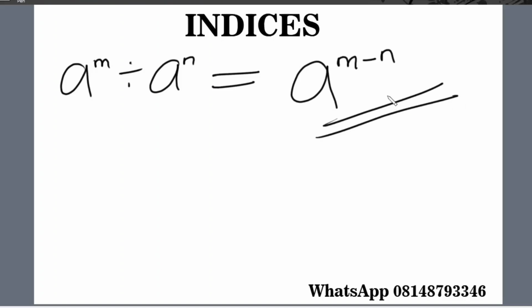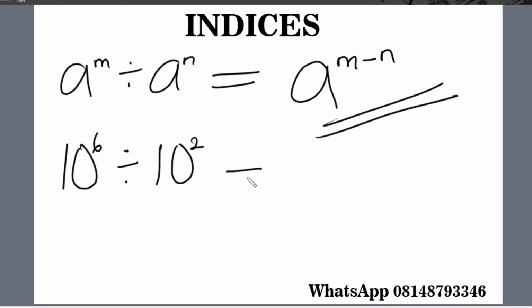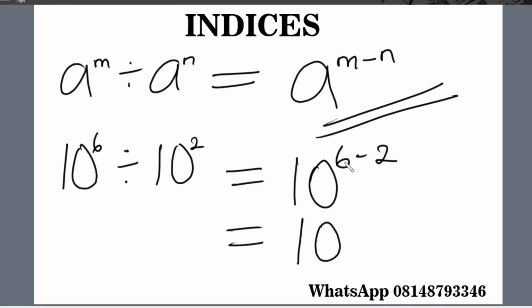Let's take the third example. 10 raised to the power 6 divided by 10 raised to the power 2. How do we go about this? Now we have similar base. We have 10 here and we have 10 here. So it's similar. The first task is to write down the base. So we have 10, and then the next task is to subtract the index. So we have 6 minus 2, which gives us 10 all raised to the power 6 minus 2, which is 4.